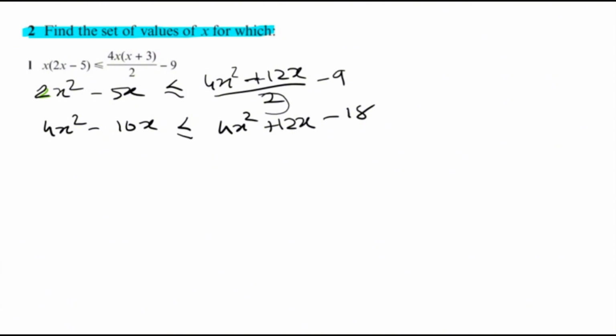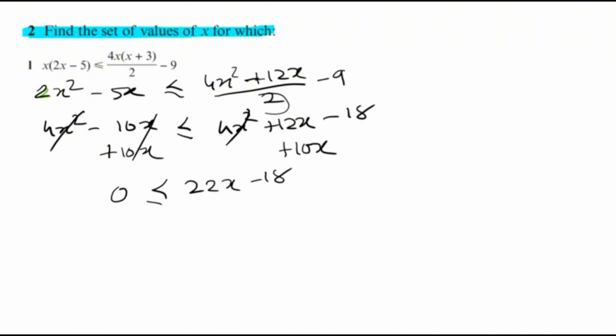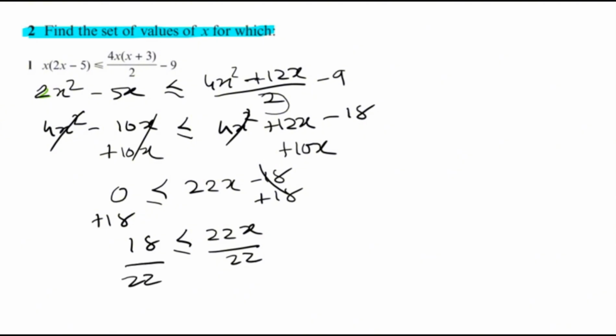Now when you see here, 4x squared will get cancelled. This is minus 10x and this is plus 12x. So I can do plus 10x on both sides. This will get cancelled, so it's 0 here, and here we are getting 22x minus 18. Then I'm doing plus 18 both sides. So 18 less than or equal to 22x. Then divide by 22, divide by 22. So 18 over 22 less than or equal to x.